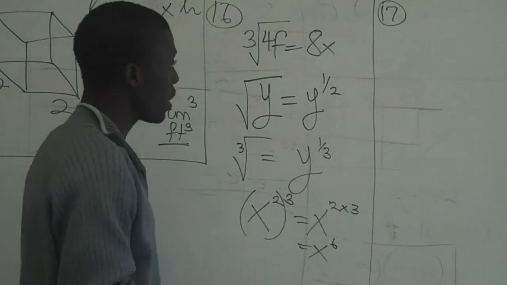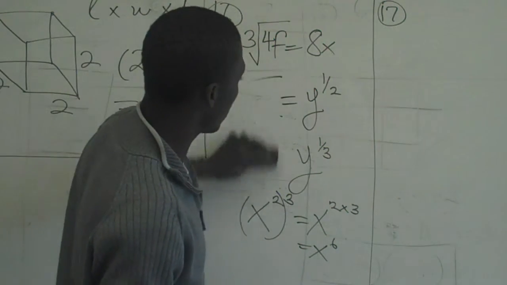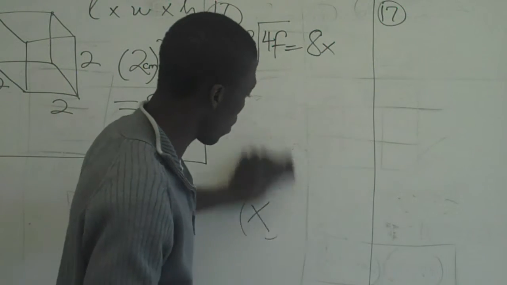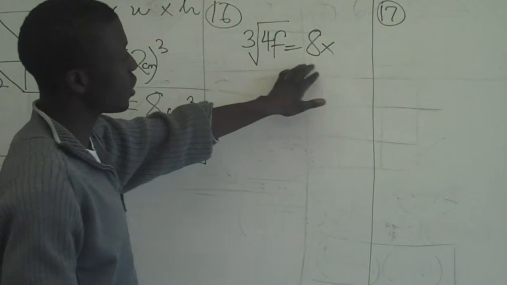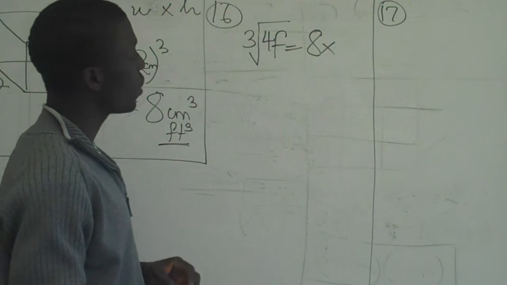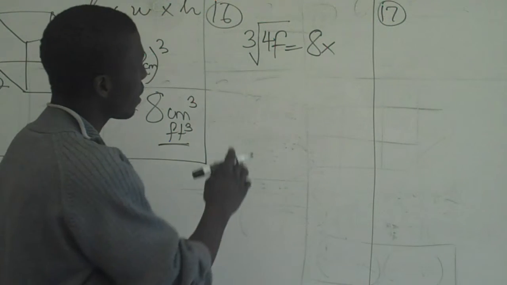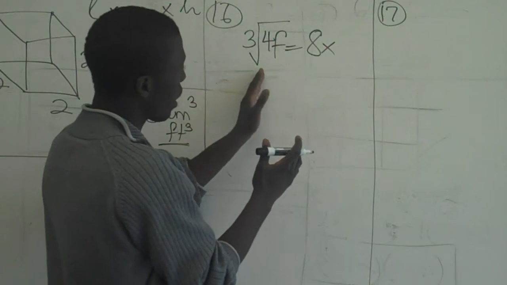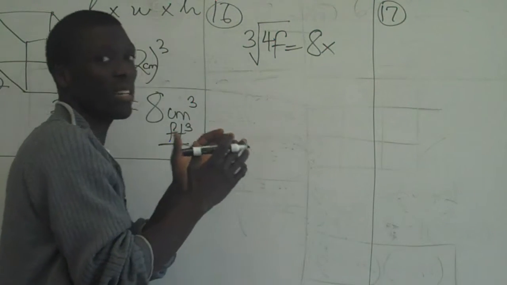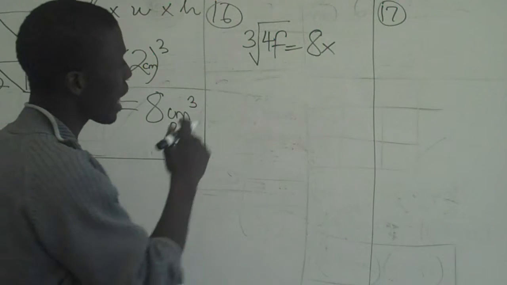So now that I've shown you that, I'm going to clean this off, and then I'm going to show you how to solve this problem, what ways to handle it. They've given you the cube root of 4f is equal to 8x. What you need to realize is that to get rid of that cube root, you would need to cube the left side. But if you cube the left side, you have to cube the right side. And this is what happens.